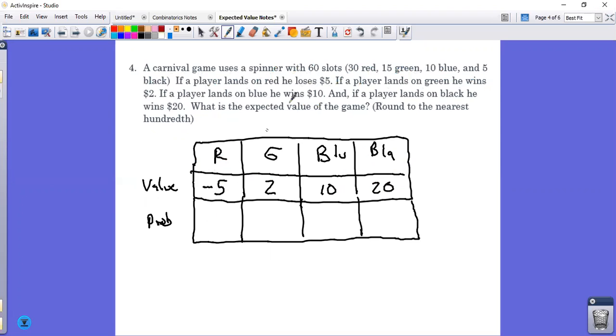The probability comes from if there are 60 slots, if 30 of them are red, 30 out of 60. So this one you don't have to count them up because it tells you. 15 out of 60 are green, 10 out of 60 are blue, and 5 are black. 30 and 15 is 45, 55, so that does add up to 60 out of 60 if you want to check it. But what's the expected value of that game?